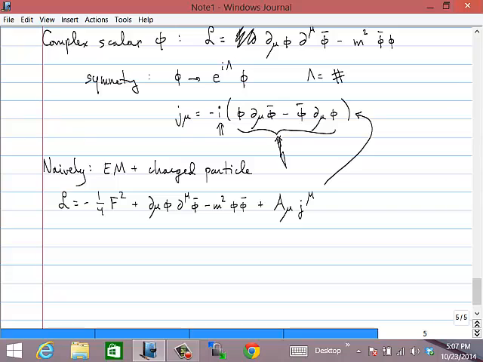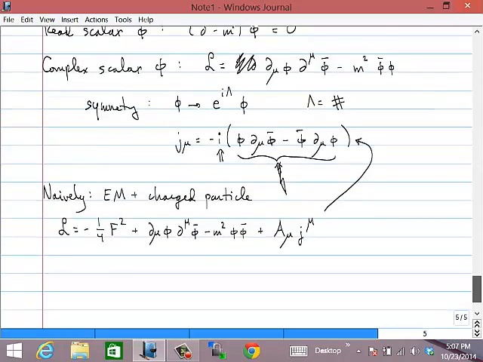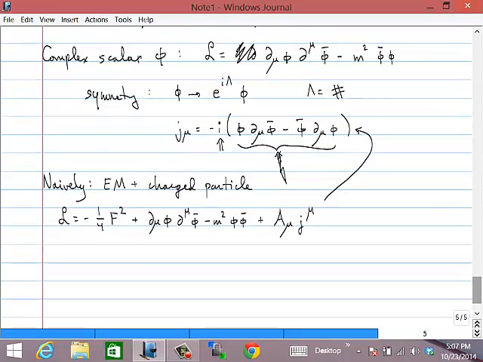However, what I've written down here for the Lagrangian is wrong. Okay. Can anyone tell me why it's wrong? It's late in the day on a Thursday. So how many of your brains are working? Yes. Okay. That's right. Okay. It's not gauge invariant.